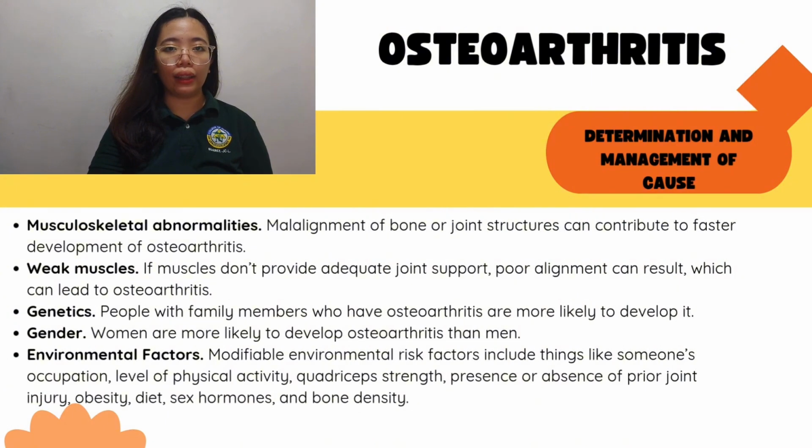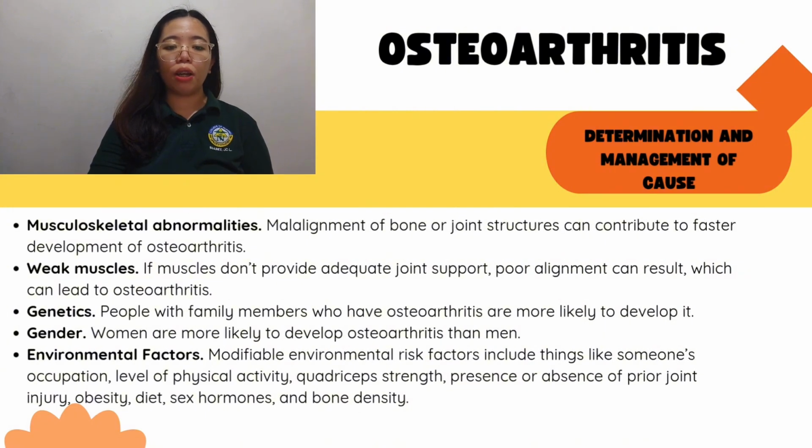Musculoskeletal abnormalities. Malalignment of joints or bone structures can contribute to faster development of osteoarthritis. Weak muscle. If muscles don't provide adequate joint support, poor ligament support can result, which can lead to osteoarthritis. Genetics. People with family members who have arthritis are more likely to develop it. Gender. Women are more likely to develop osteoarthritis than men.